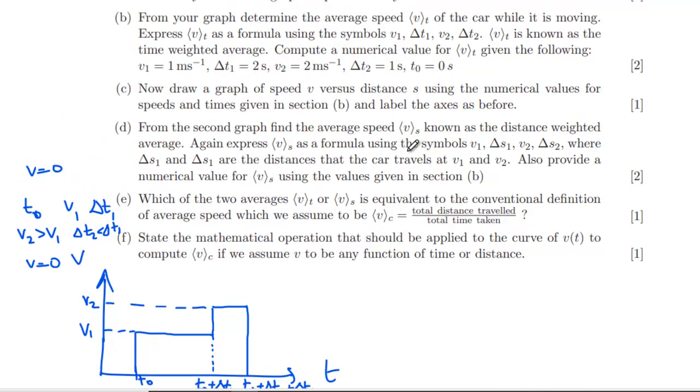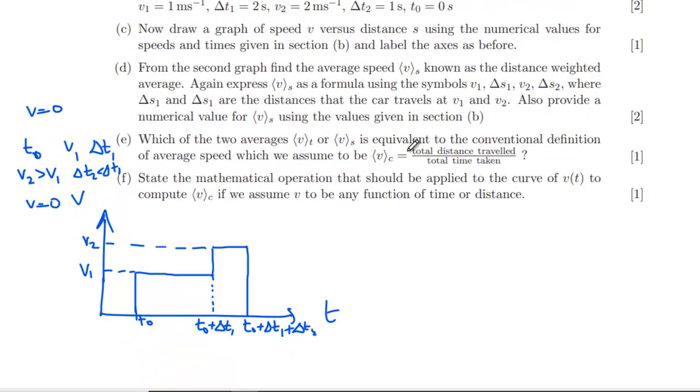From your graph, determine the average speed, VT, of the car while it's moving. Express VT as a formula using all those symbols. Right, it's known as a time-weighted average. So, okay, we just need to work out what that is. So we're getting the average, well, it's the distance over the time is what we're trying to do here. So we've got distance over time. So this is our, what did they call it? VT.